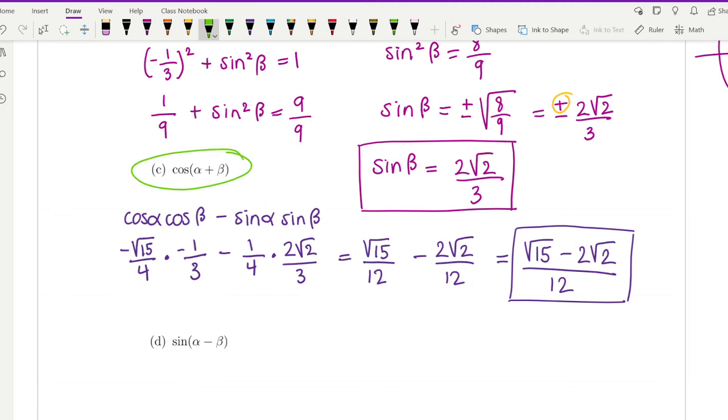But notice that in order to calculate cosine of alpha plus beta, there was some missing information. This was given to us. This was given to us. But these two we had to find. And so that's why on the homework as well, before you jump into answering the actual questions, you're going to need to find sine and cosine of the angles that are not given to you, right? You're given half the information you need. You have to find that remaining half using the Pythagorean identity.